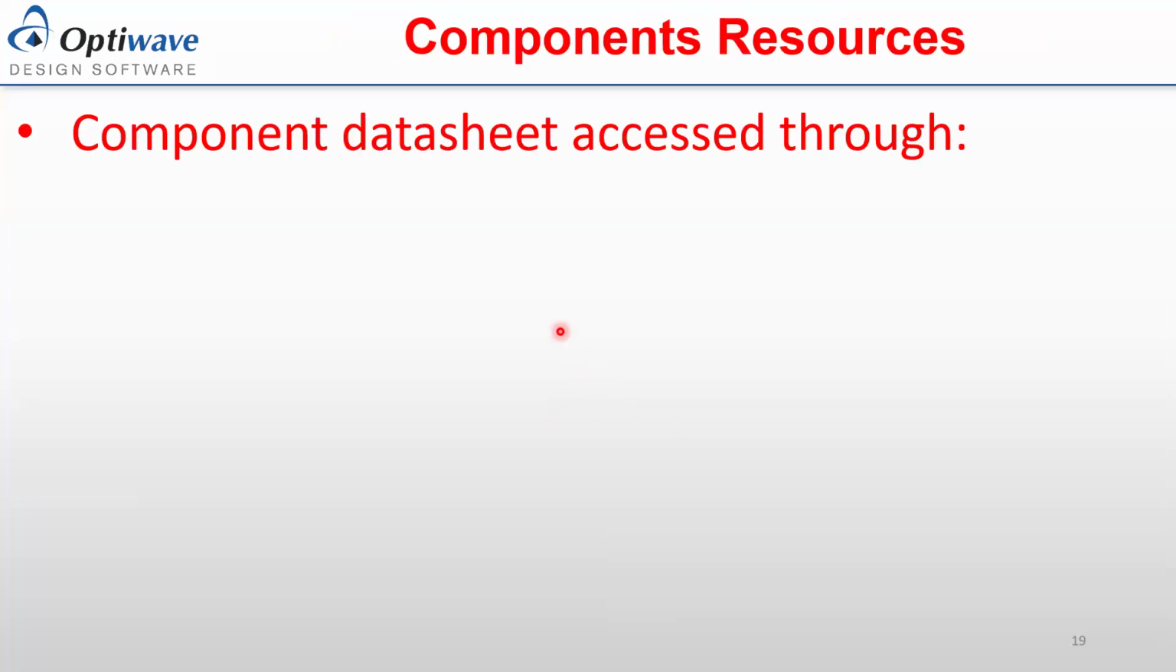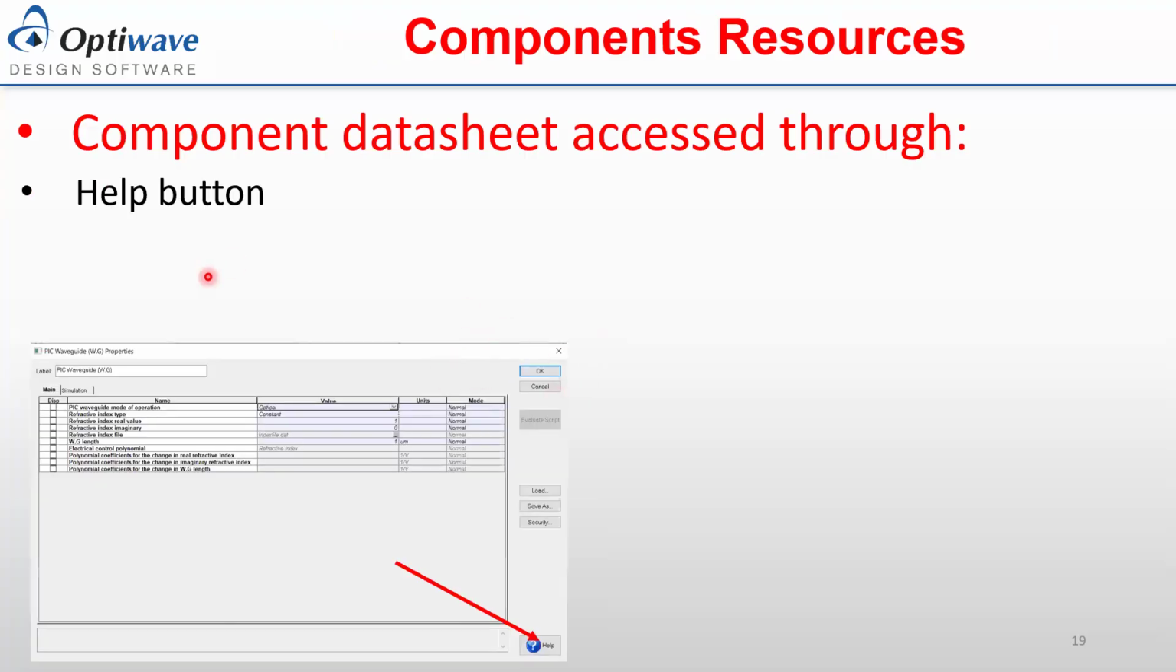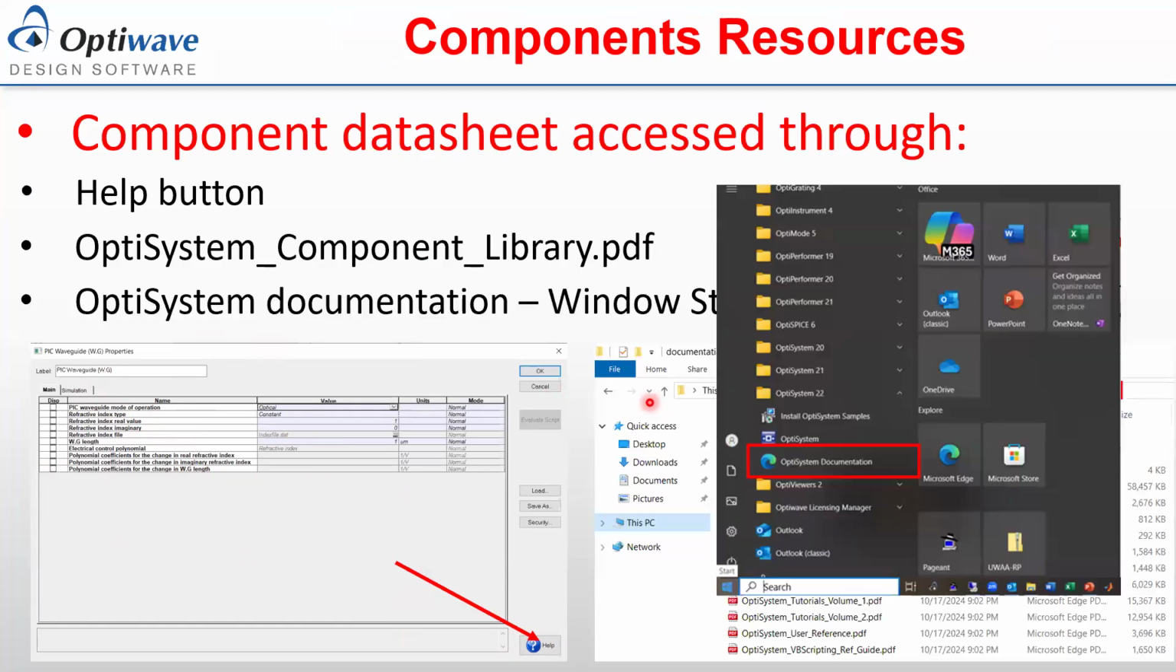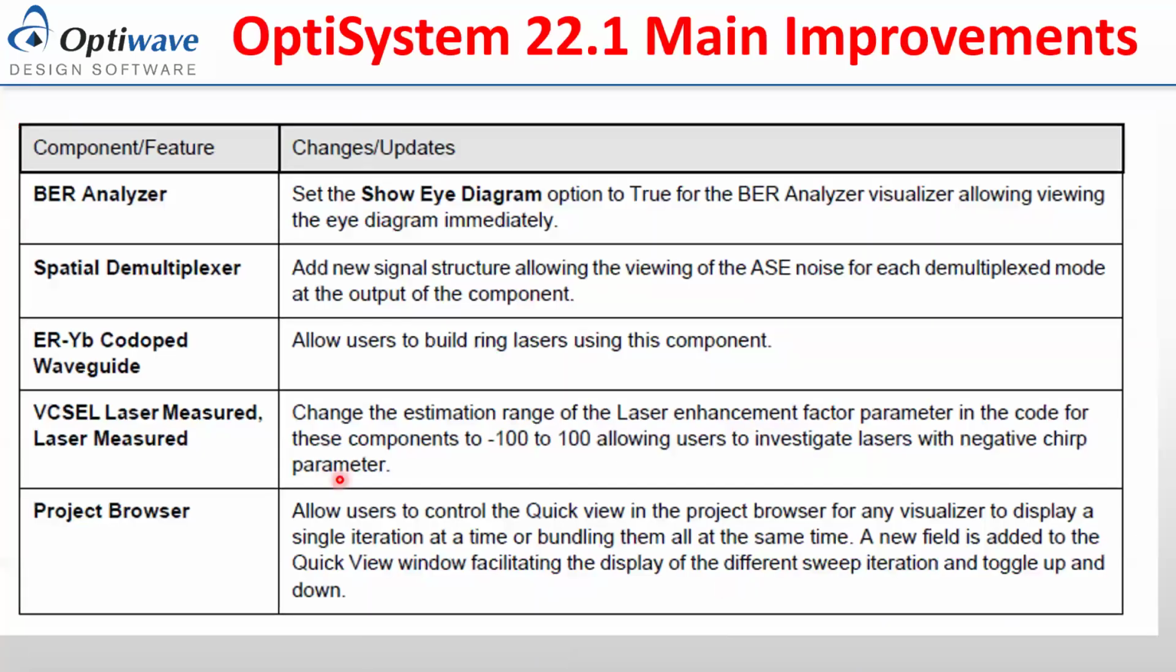Okay, and then the other part is the resources in terms of the component data sheet. The component data sheet can be accessed when you double click on the component to get the property window, or you can right click on the component and choose the component properties window. You can access the data sheet through the help button here, or from the OptiSystem component library in the documentation, or even from the Windows Start menu: you scroll to OptiSystem documentation, and then you have all these components available there, and you can see the data sheet. You can search by the name of the component.